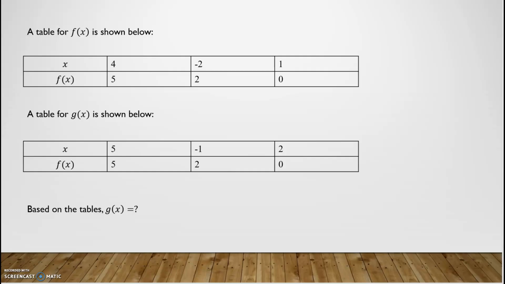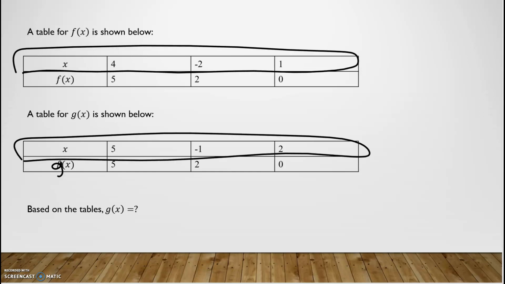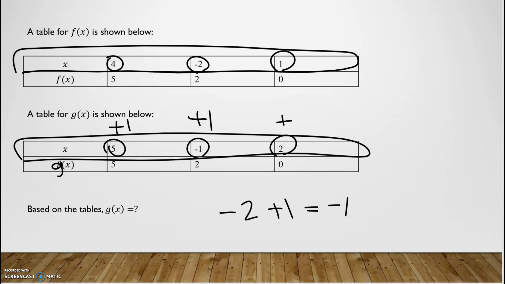Look at a table. We have a table for f of x, we have a table for g of x, and again this should be g of x right here. Now I'm going to compare my x values and my y values and see if anything's different. So the x values for this one compared to this one. Okay, this one's 4, this one's 5, looks like an increase of 1. This is -2, -1. If I did -2 plus 1, that would give me -1. So that's an increase of 1. 1 and 2, again, that's an increase of 1 for my x values.